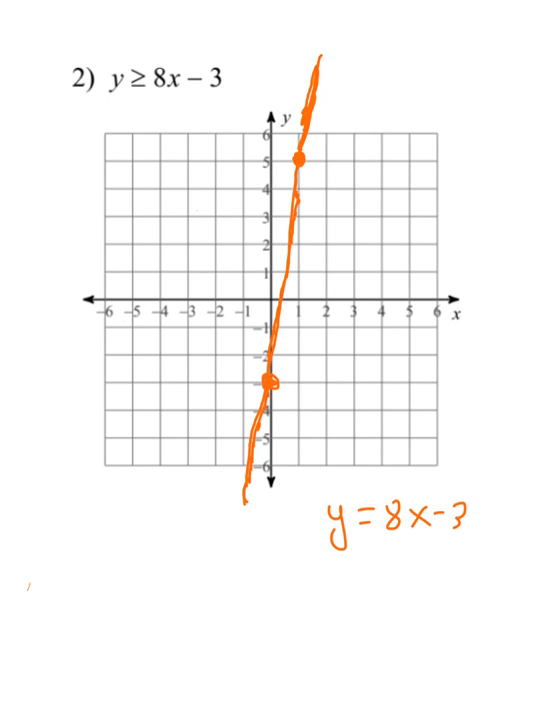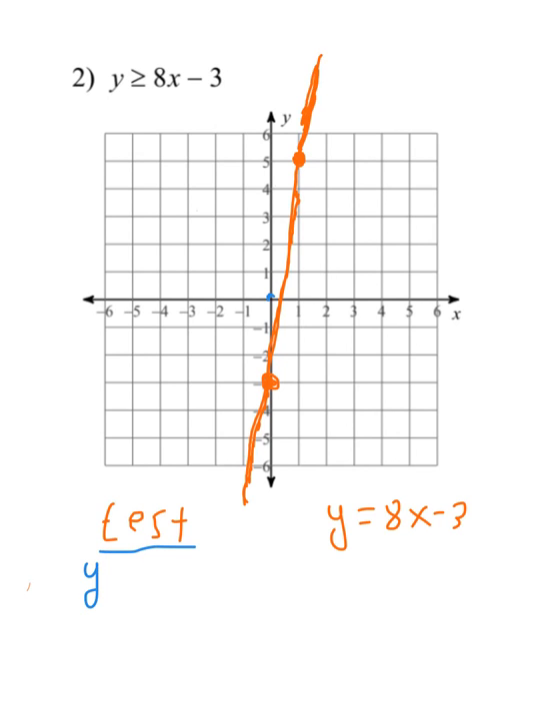The next thing you need to do is test a point. So I need to pick an ordered pair that is not on the line. And my favorite ordered pair to pick, if it's not on the line, is 0, 0. I always pick 0, 0 because it's easy to use in calculations. So I'm going to test this point 0, 0 by putting it into the inequality.